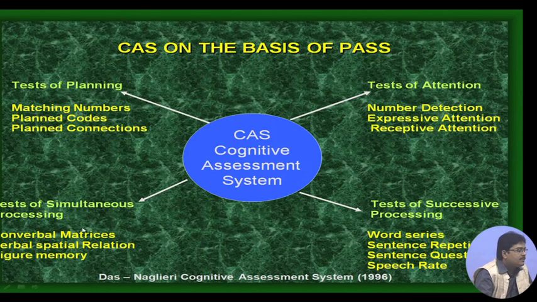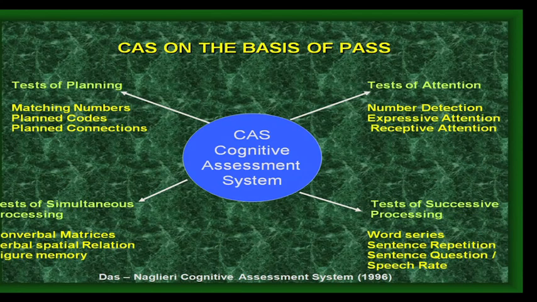Then the simultaneous processes are measured in terms of nonverbal matrices. A small portion of the entire matrix, say for example, is missing, and that missing figure is followed by 5-6 alternatives, and the subject is asked to find out the correct choice. If that is pasted on the missing figure, that will complete the matrix. So, that is how simultaneous processing ability is measured.